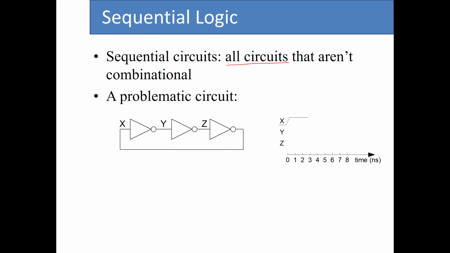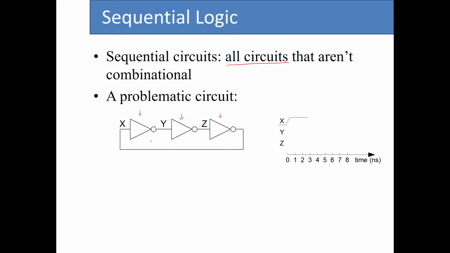So let's take a look at this very simple circuit that we have here. We have three inverters that are connected back to back, and we have named these three nodes: the input of the first inverter as X, the input of the second one as Y, and the input of the third one as Z. The output of the first inverter is connected to the input of the second one, the output of the second inverter is connected to the input of the third one, and finally the output of the third one is connected to the input of the first inverter.